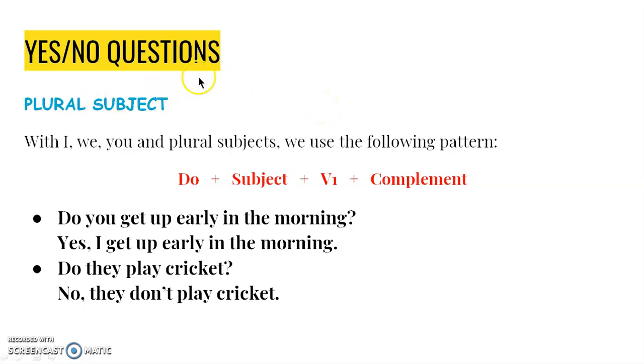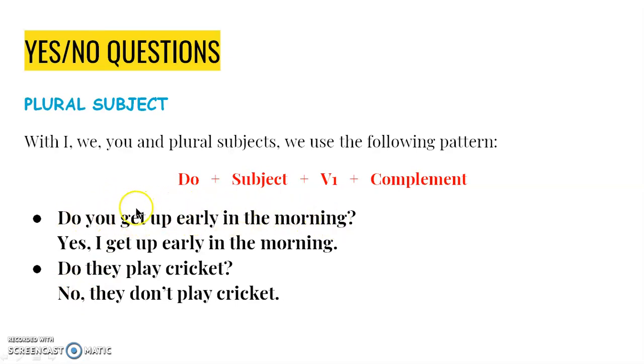Right. Now what is a yes-no question? Questions which you can answer by saying either yes or no. Okay, in the affirmative or negative way you can answer. For example, yes, I get up early in the morning. Okay. No, they don't play cricket. So to this question, you are answering by saying yes and here by saying no. So these kinds of questions are called yes-no questions because you can answer them by saying yes or no. Alright.